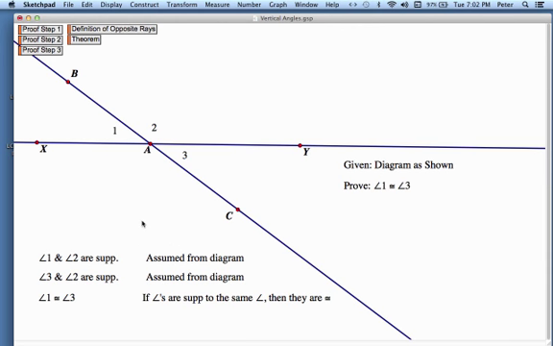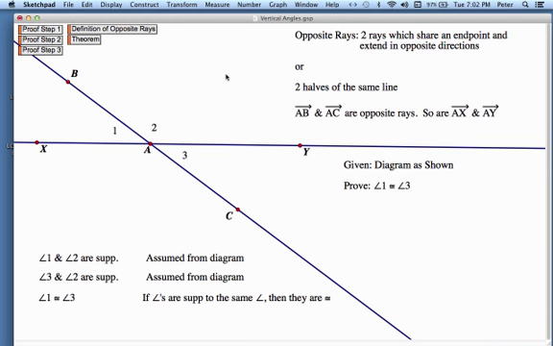Well, we have another way, another theorem that we're going to teach you tonight called vertical angles. And it first starts with recognizing what vertical angles are. Vertical angles are made up of opposite rays. Opposite rays are two rays which share an endpoint and extend in opposite directions. Another way of thinking of it would be two halves of the same line. In our diagram here, AB is an opposite ray to AC. AX is an opposite ray to AY.